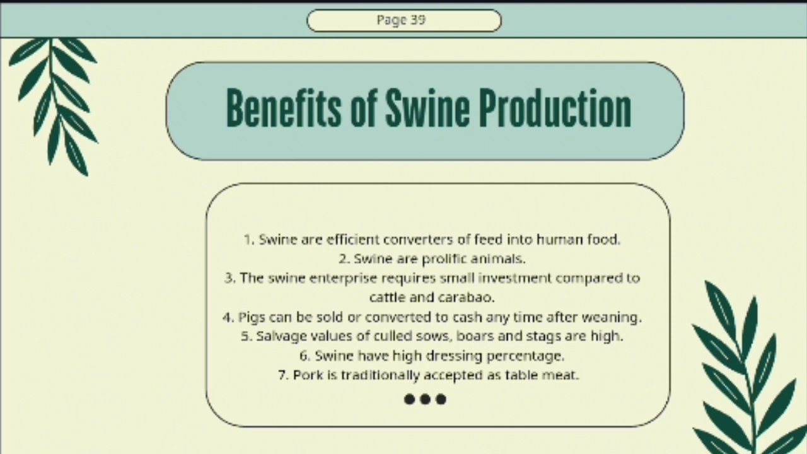Salvage values of culled sows, boars, and stags are high. Swine have high dressing percentage. Also, pork is traditionally accepted as a table meat.